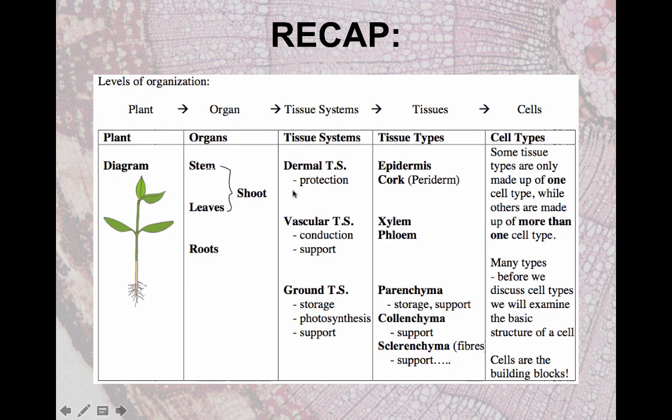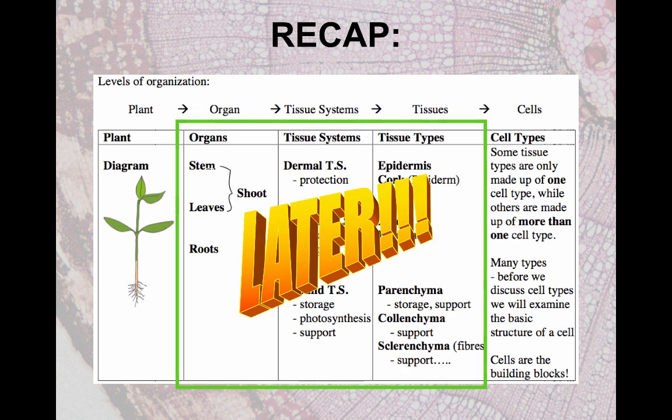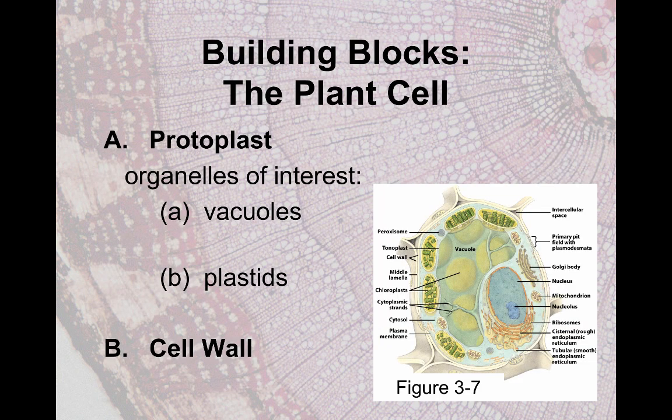Now, each of these tissue systems is made up of tissue types. So we have, for example, the vascular tissue system is made up of the tissues xylem and phloem. Before we get into this organizational structure, let's think a little bit about plant cells. So we're going to look at this stuff later, but we're going to take a look at plant cells now. And the most important parts of the plant cell that we're going to focus on are the vacuoles, the plastids, and the cell wall.